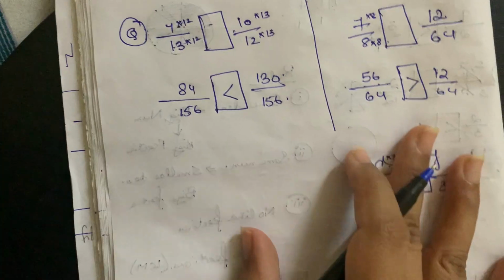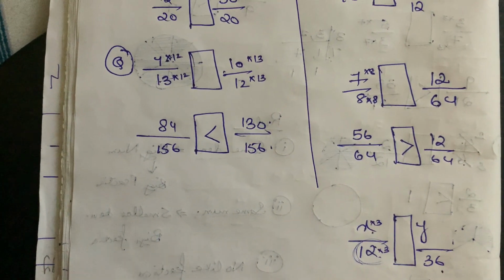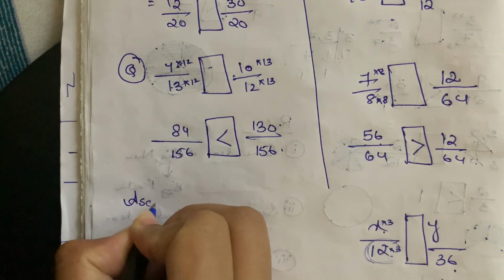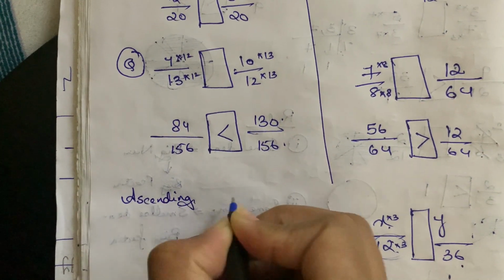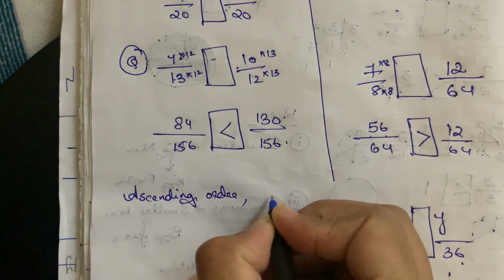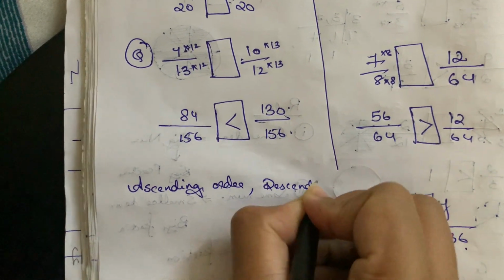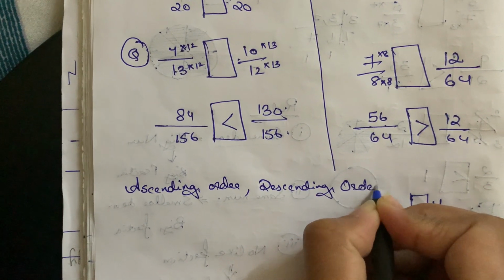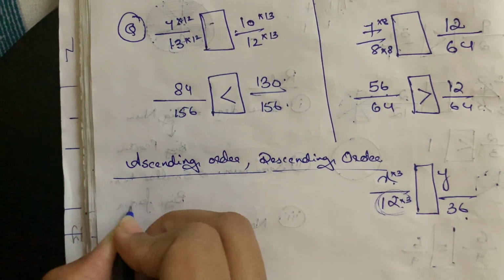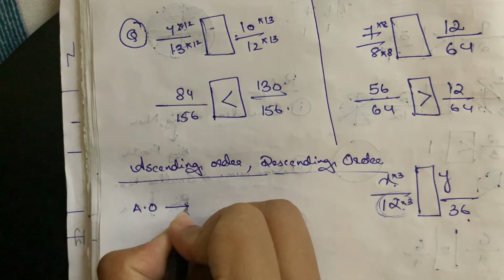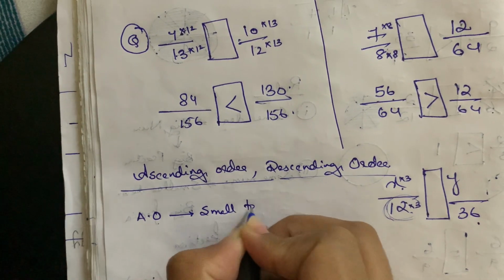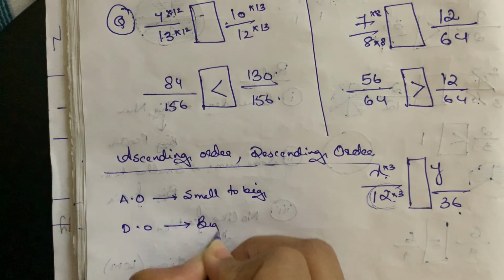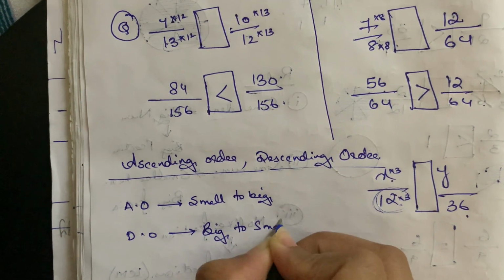Likewise you will have questions of arranging the fractions in order. So you have either ascending order or descending order. So what is ascending order? Ascending order is going from small to big. And descending order is when you go from big to small, isn't it?